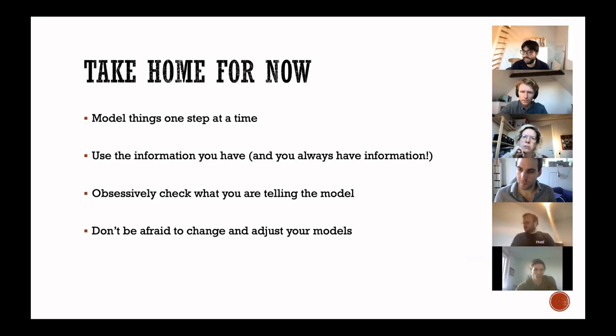You always have information that you can use to set up the prior. It's not arbitrary or subjective. There is information about your scientific problem or the measurement scales that you can use. Obsessively check what you're telling the model. And don't be afraid to change and adjust your model. It's not p-hacking. It's trying to describe the data properly. We're not even looking at effects now. We're just trying to understand the data.